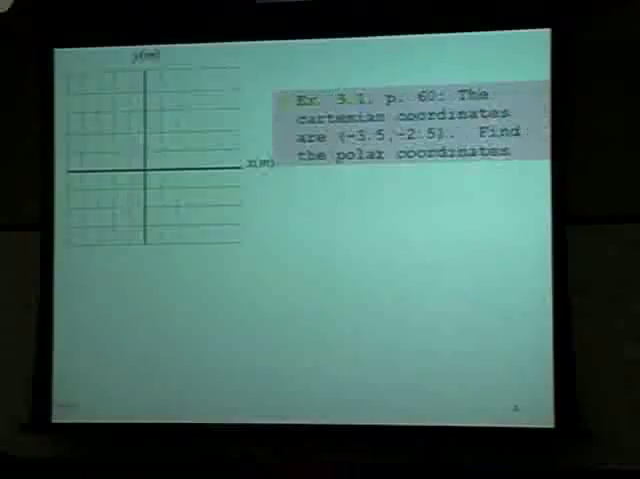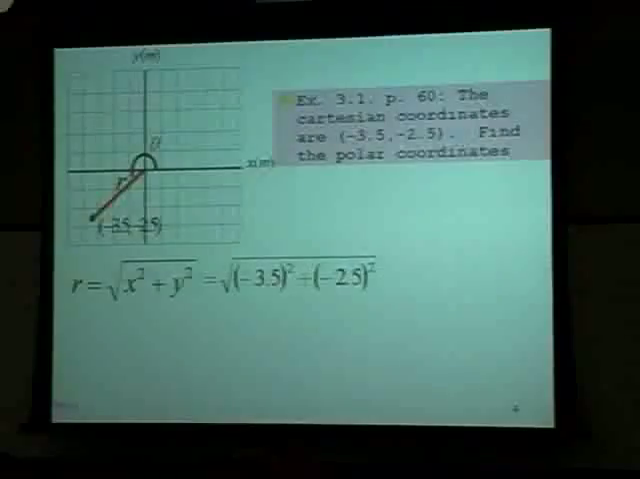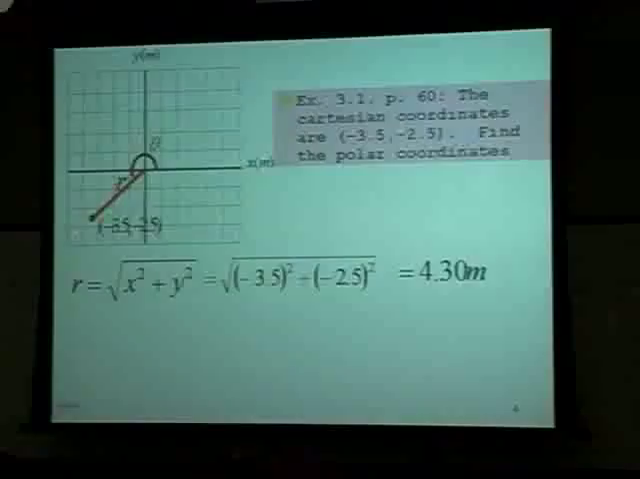Let's try this out. Here's an example, example 3.1. The Cartesian coordinates of a point are negative 3.5, negative 2.5. So x is negative 3.5, y is negative 2.5. We want to find the polar coordinates of this point. Well, I can find the value of r, because that's the square root of x squared plus y squared. That'll be the square root of negative 3.5 squared plus negative 2.5 squared, which is 4.3 meters. So the length from the origin will be 4.3 meters.